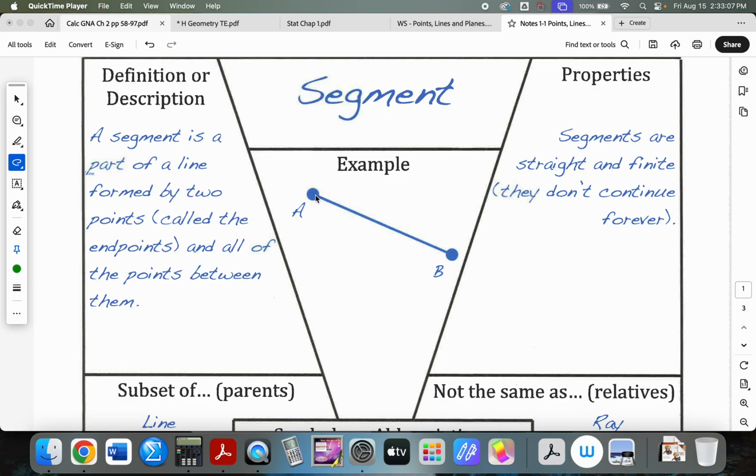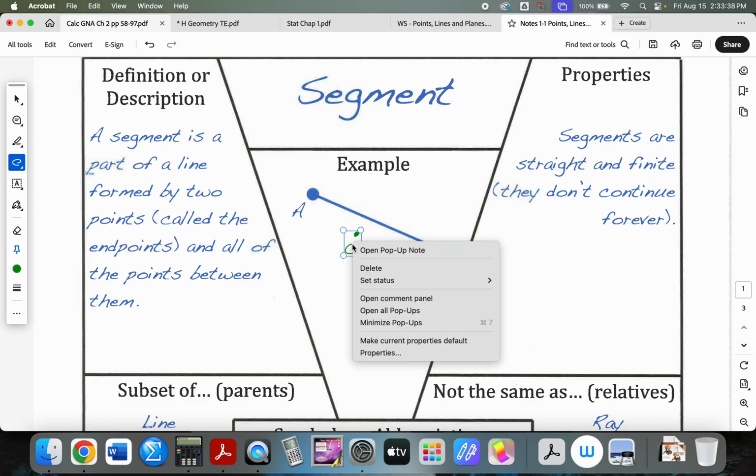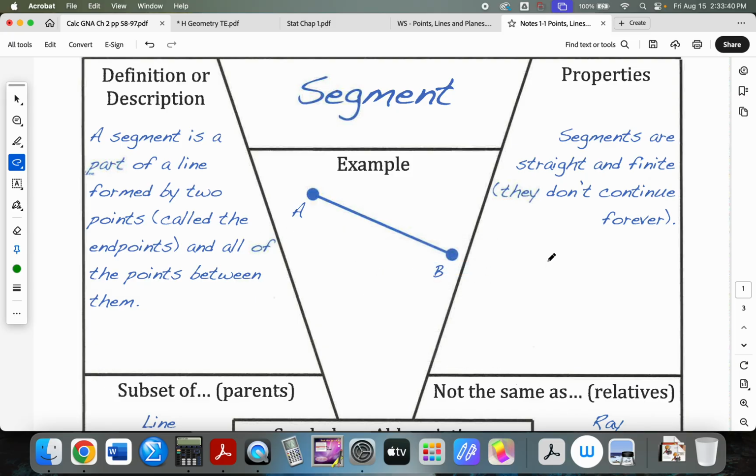Here's an example. I've got 2 points, A and B, and all of the points between them. When we say between, we automatically mean that they are all on the same line. Don't draw this, but if I have a point right here, I'll call that C. C is not between A and B. The points between A and B are all on the same line. Let me get rid of that.